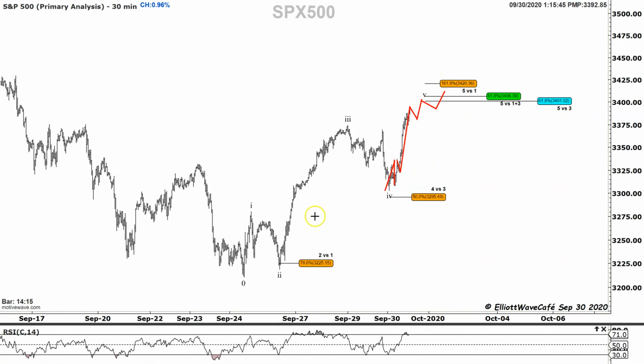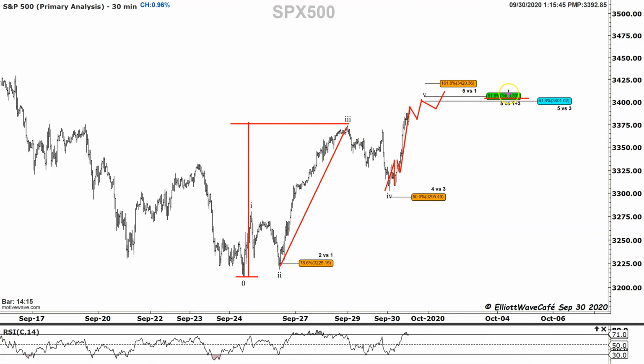for this 5-wave advance. Since this third wave is quite long, I'm looking at this as having a 61.8 multiple of distance travel between wave 1, the origin of the wave 1, and the end of the wave 3. So if you measure this whole distance and then you do the fib multiple of it, you're going to get up to about 3406 in the S&P 500.